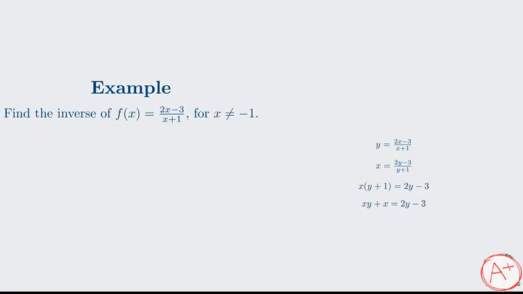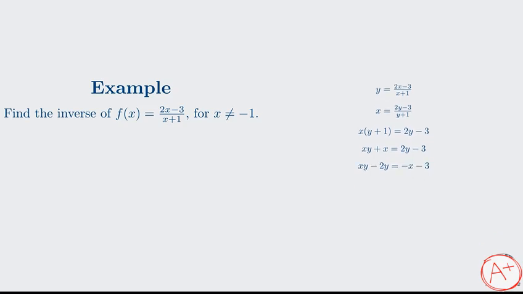Expand the bracket: xy plus x equals 2y minus 3. We need all terms with y on one side. Factor out y: y times the quantity x minus 2 equals negative x minus 3. Divide by x minus 2. y equals negative x minus 3 over x minus 2.